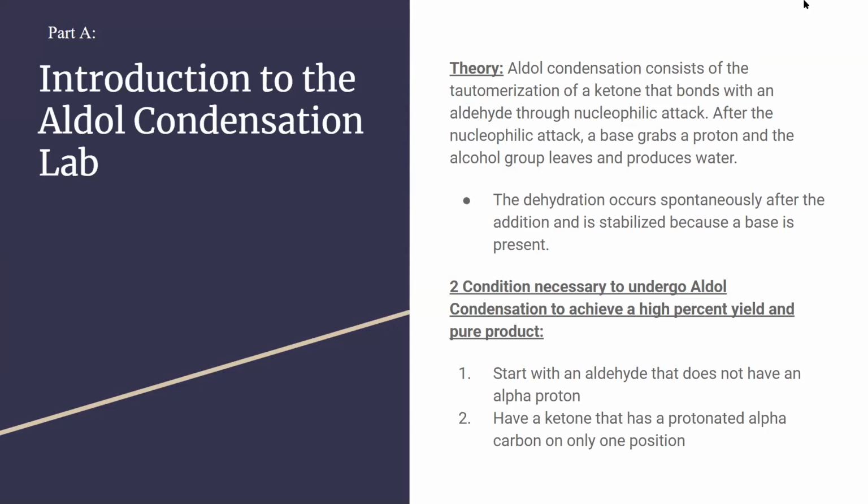There are two conditions necessary to undergo aldol condensation to achieve a high percent yield in a pure product. The first one is you start with an aldehyde that does not have an alpha proton. The second one is you have to have a ketone that has a protonated alpha carbon on only one position.